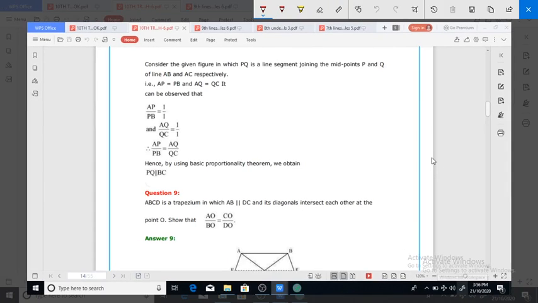Just draw the figure here. ABC is the triangle. P, Q are the midpoints of AB and AC respectively. P is the midpoint of AB, Q is the midpoint of AC. So that they are given here. So it means AP is equal to PB, AQ is equal to QC.